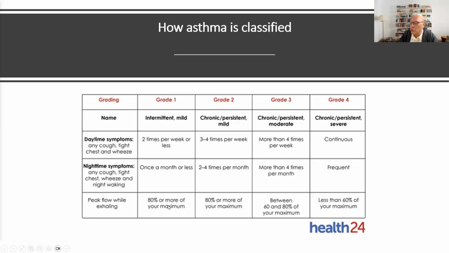So as you could see in grade 1, it's 80%, and in grade 4, it is now less than 60%. Remember, the normal was 70% supposedly. And so therefore, the more the peak flow is lesser from the nomogram, the more severe the asthma is going to be.